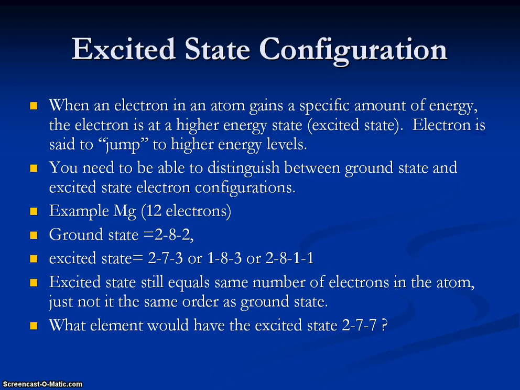So what element would have the excited state 2-7-7? What's the total electrons you got there? 16, good. So what atom has 16 electrons? All right, so write that down. So that's the difference between excited state and ground state. It's the order they're in, sorry. The order they're in determines how many electrons you have, and that will tell you what atom you're dealing with. Okay, the excited state is out of order. Ground state is in the ground state because it's in the correct lowest energy order that's on the reference table.